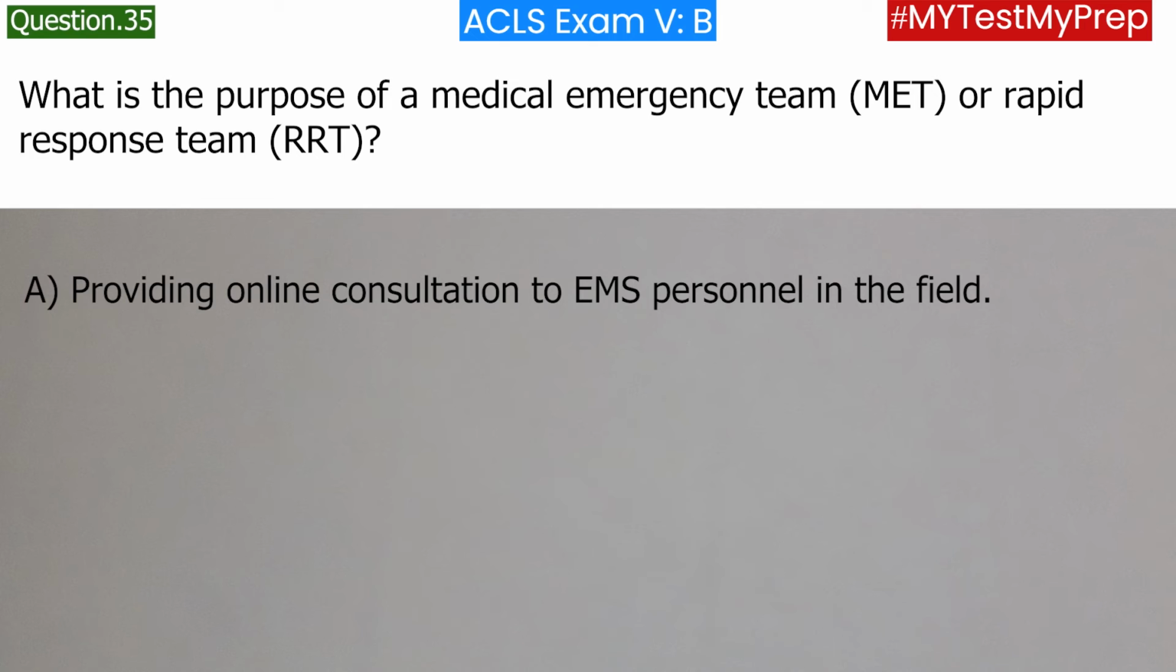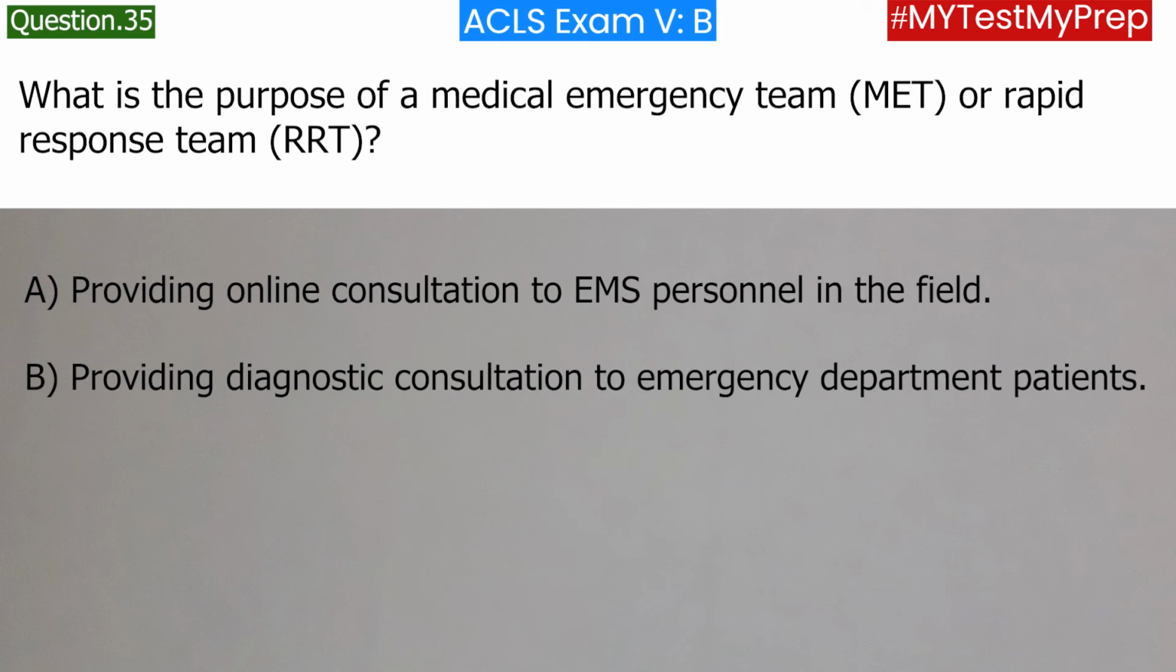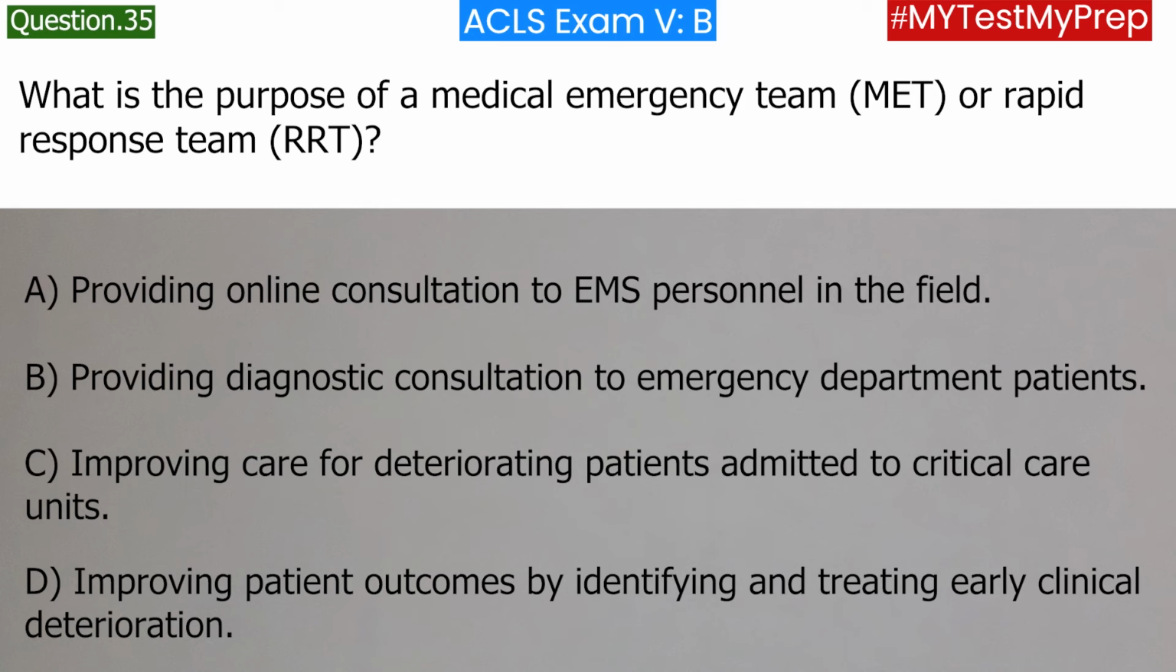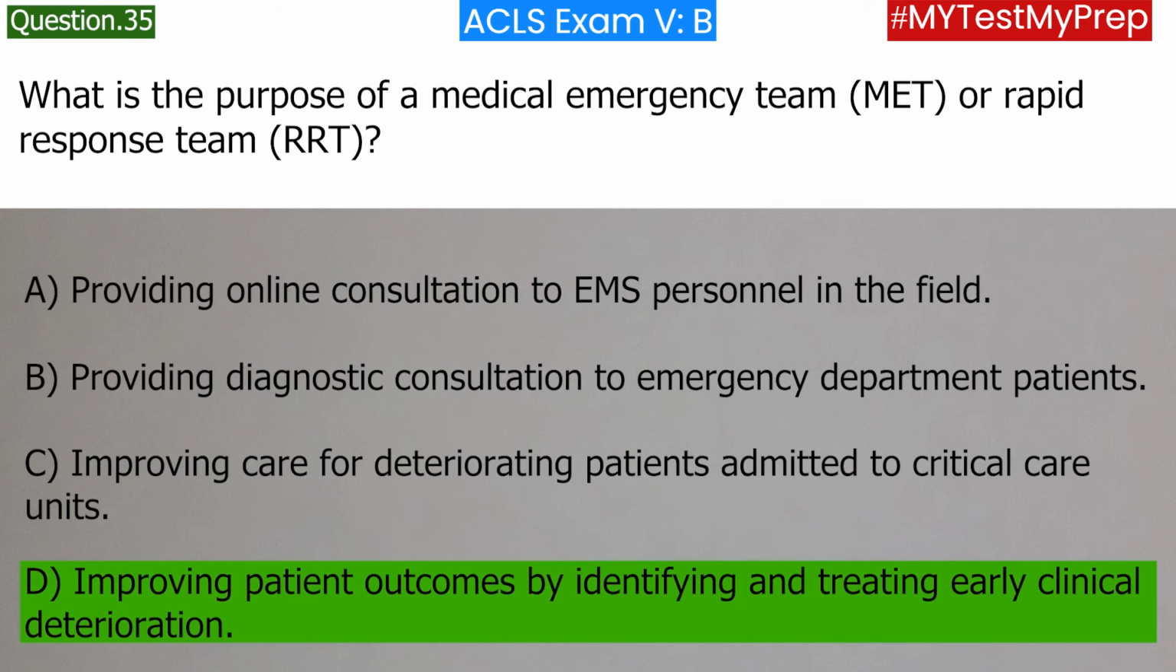A. Providing online consultation to EMS personnel in the field. B. Providing diagnostic consultation to emergency department patients. C. Improving care for deteriorating patients admitted to critical care units. D. Improving patient outcomes by identifying and treating early clinical deterioration. Answer. D. Improving patient outcomes by identifying and treating early clinical deterioration.